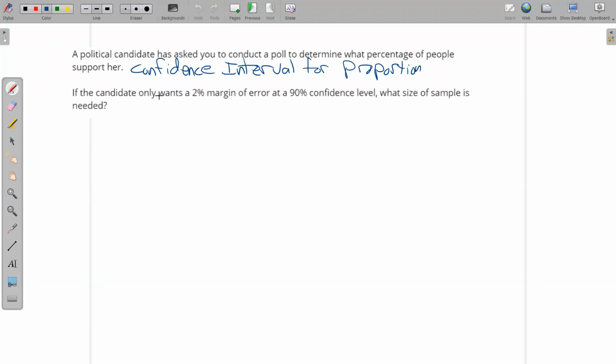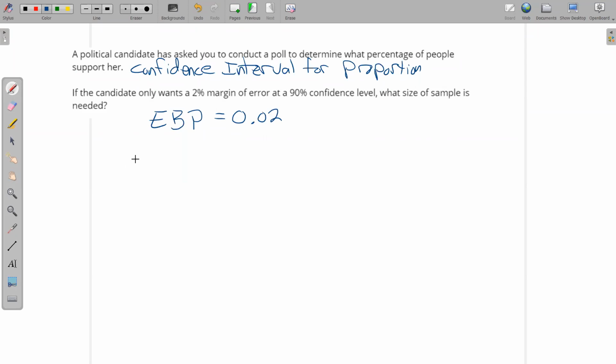Okay, the candidate only wants a 2% margin of error. Oh, so the candidate's saying, hey, you can't have a margin of error that's bigger than 2%, right? I want a 2% margin of error. Okay, so good to know. So they're saying the error bound on the proportion has to be 2%. And usually we write that as a decimal, so I'm going to put it as 0.02 with a confidence level of 90%. So we'll apply that in a second.